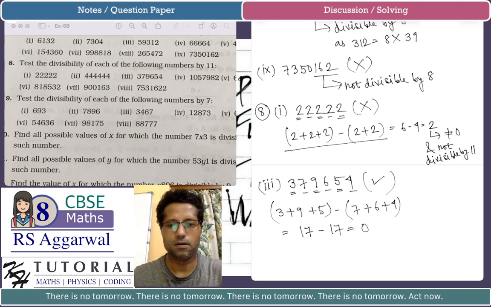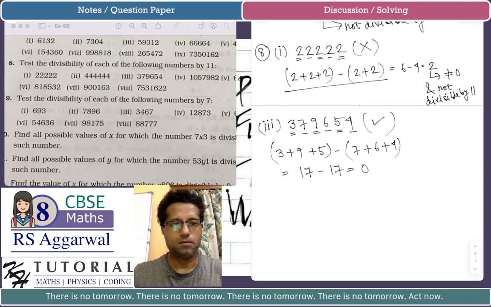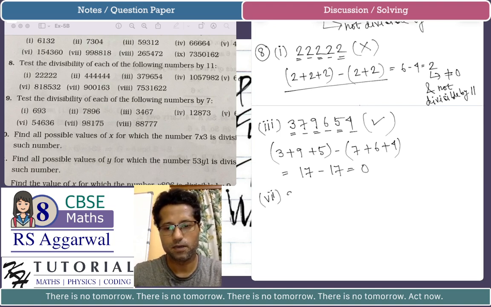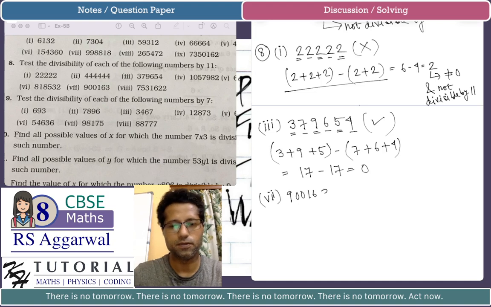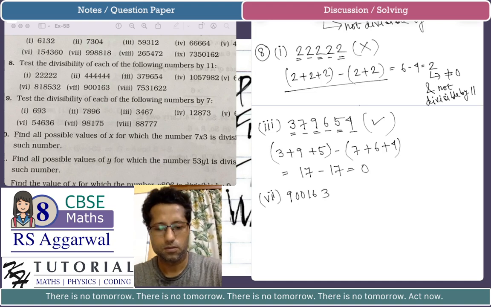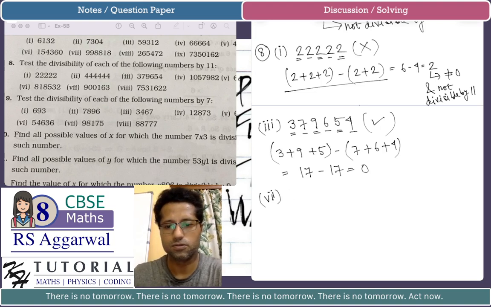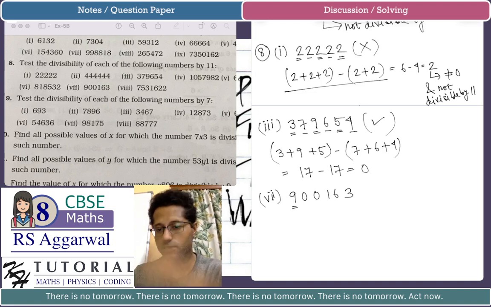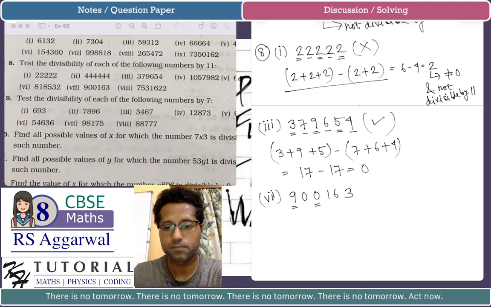Let's see the number 7. The number is 900163. It is better if we write the number clearly so that we can mark the digits at the even and odd positions clearly. So this is the number. So we mark the digits at the odd and even places, and this, and this. Okay, so let's find the difference.